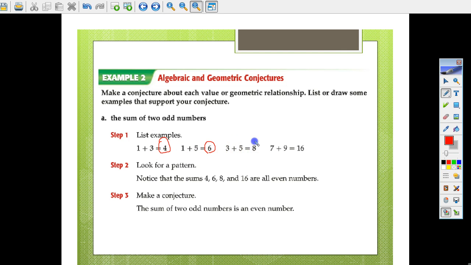3 plus 5, you got 8. 2 odd numbers, you got 16. So is there a pattern? Notice that the sums 4, 6, 8, and 16 are all even numbers. So in conjecture, the sum of two odd numbers will be an even number.